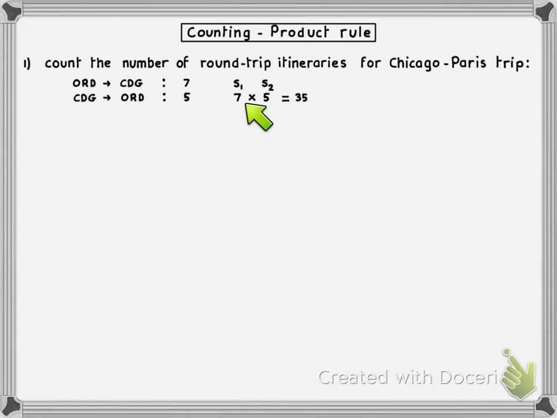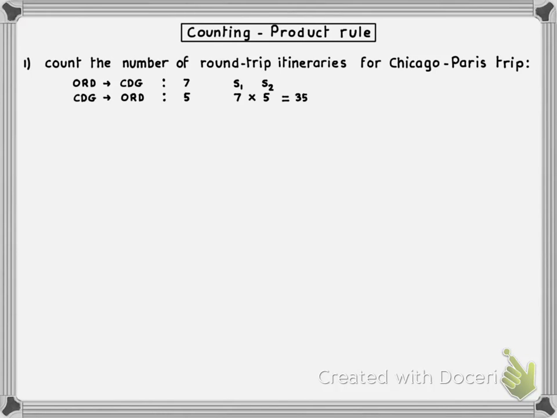The reason we can apply the product rule here is because once you've made a choice for the first step, which is the trip from Chicago to Paris, you still have all of the choices available for the second step, which is the return flight. In other words, these two steps in the task are completely independent. So that's an example of the product rule in action.